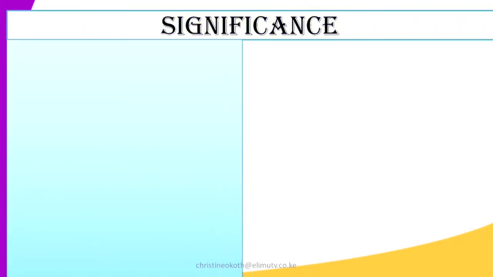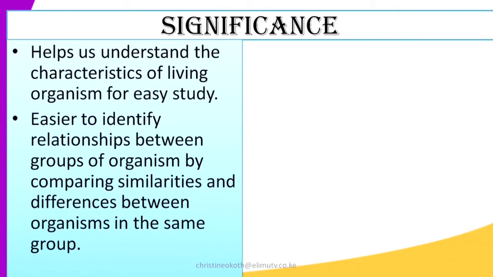So now we have known what classification is. Why is classification important? We're going to look at the significance of classification. The first significance: it helps us understand the characteristics of living organisms for easier study. It also makes it easier to identify relationships between groups of organisms by comparing similarities and differences between the organisms in the same way.